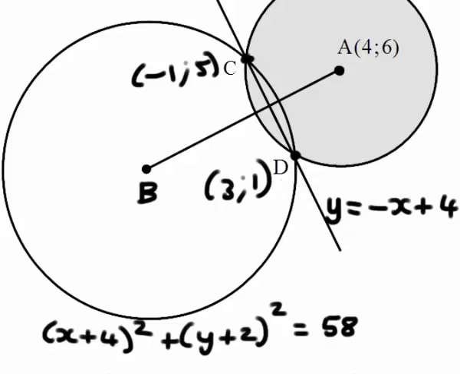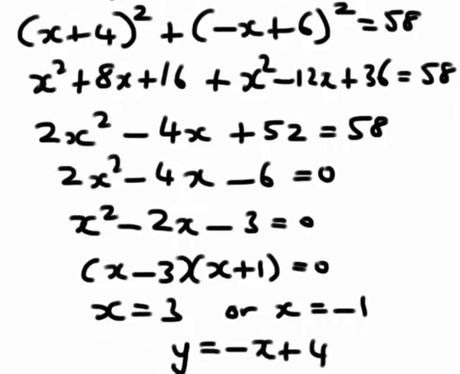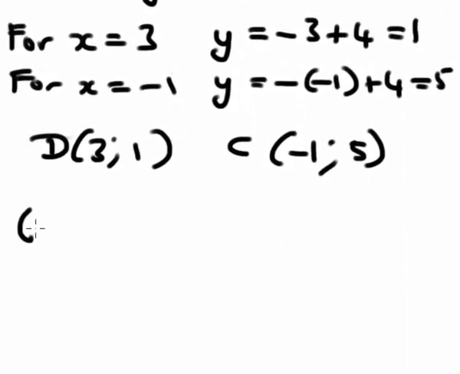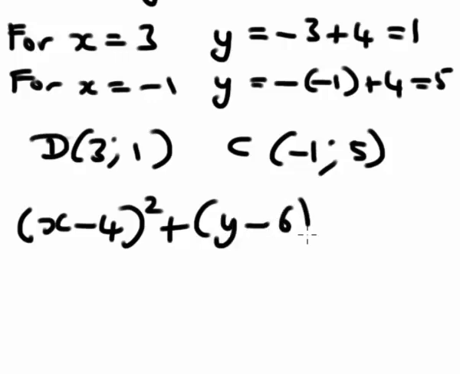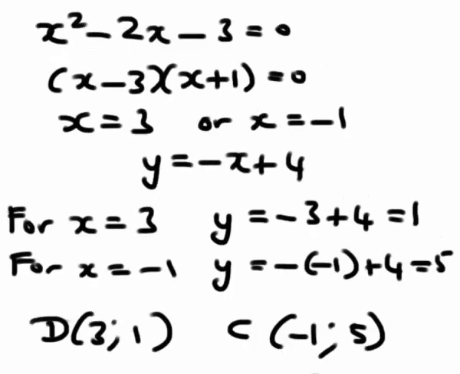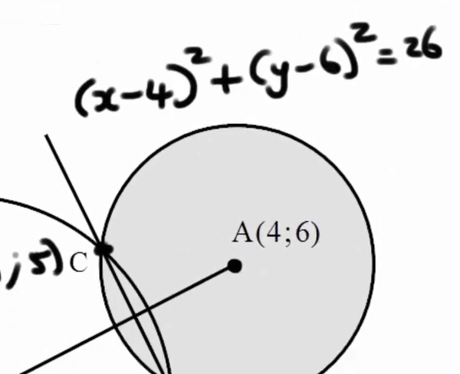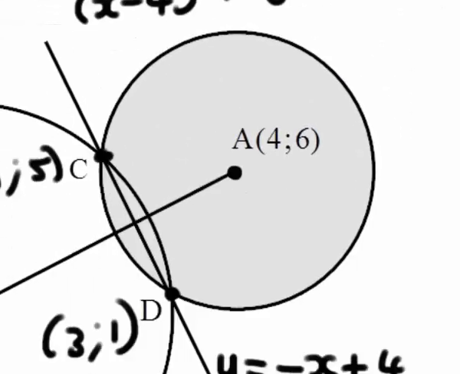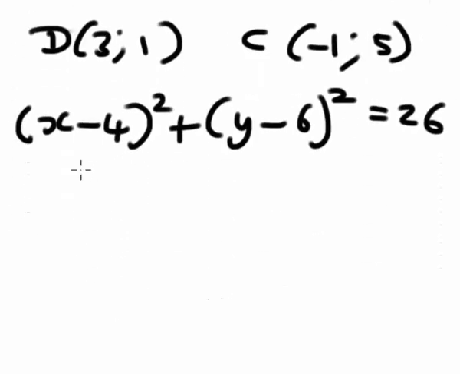Now let's see what the little circle is doing with the line. So let's write down its equation. The little circle is x minus 4 squared plus y minus 6 squared is equal to 26. Let's just double check its equation. There it is. We've got it there. Okay, and it intersects with the line again. So let's have a look. y is equal to negative x plus 4.